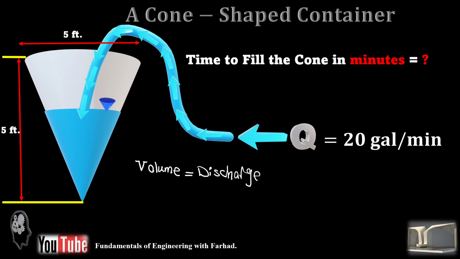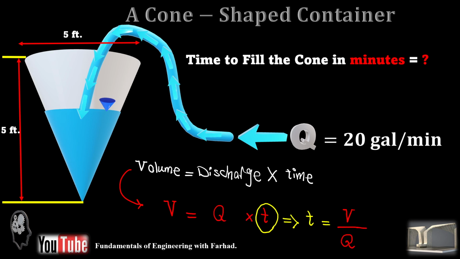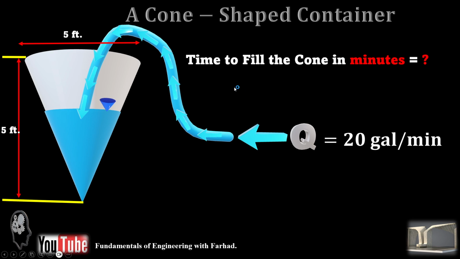So we do know the volume is discharge multiplied by the duration or time. So volume is Q times duration. So T is equal to volume over discharge. So if we calculate the volume of our cone based off our dimensions and then divide it by the discharge provided here, we can easily get the time to fill our cone-shaped container.